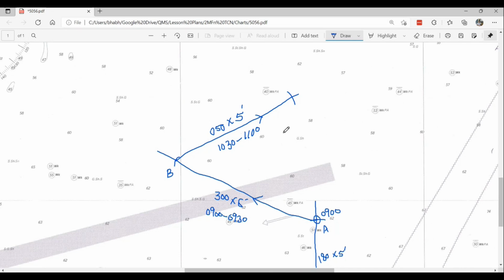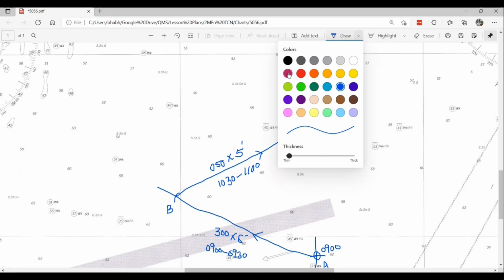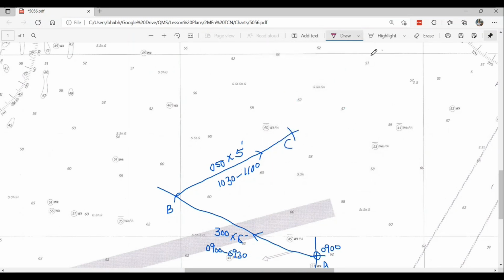Now they say the current is expected to set easterly at a rate of 2 knots. So I call this point C. And at this particular point, I am going to draw my current vector. So let's pick up red color. Current is easterly at a rate of 2 knots. Now we are talking of an interval of 9 o'clock to 1100 hours, that is a duration of 2 hours. So with a rate of 2 knots, the current is going to drift us how much? 4 miles. Very good.